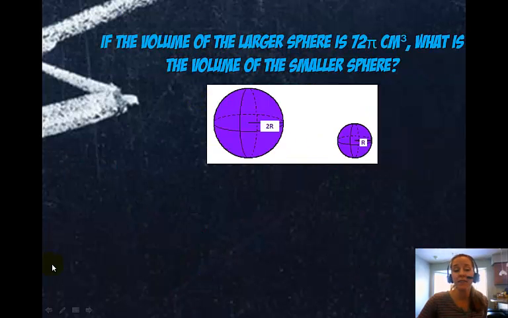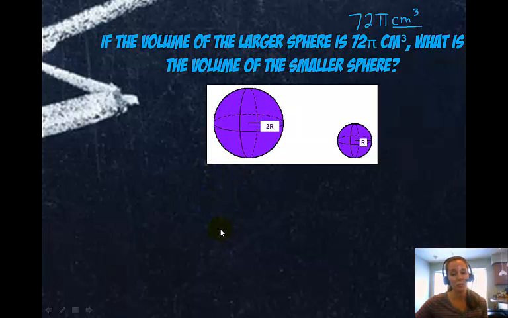All right, let's go ahead and give this one a try now. If the volume of the larger sphere is 72 pi centimeters cubed, remember that 72 pi is the amount of the volume. Centimeters cubed, that's just going to be your label. So the larger one has a radius that's twice the smaller one. So let's look at the formula for the volume of a sphere: 4/3 pi times radius cubed. Remember, that's radius times radius times radius. I'm going to write it on the right as well.